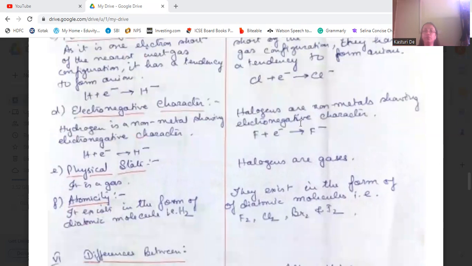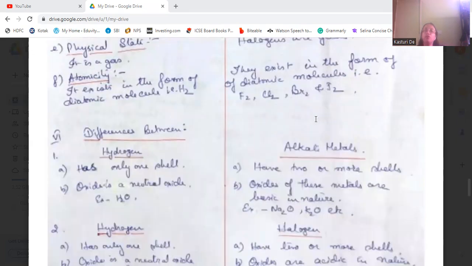They are also non-metals. Hydrogen is a non-metal, and halogen is also a non-metal. Then physical state: hydrogen is a gas, and even halogens are gases. Atomicity: hydrogen exists in the form of a diatomic molecule. Even the halogens exist as diatomic molecules, like F2, Cl2, Br2, I2. These are all diatomic molecules.